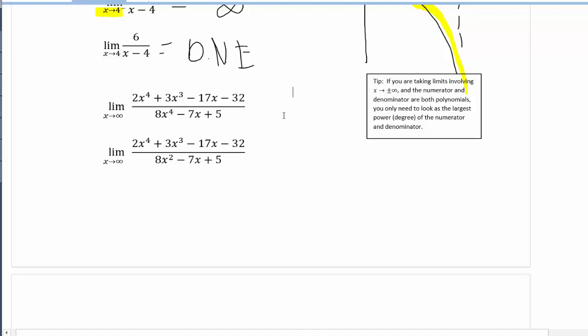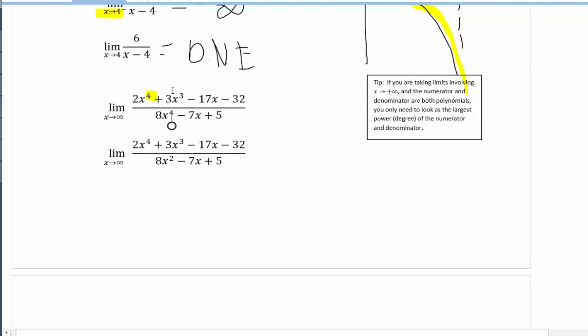If it's a polynomial over a polynomial, you really only care about the biggest degree. So I'm going to highlight those each time. The biggest degree here is 4. The biggest degree here is also 4. Whenever your degrees are perfectly the same, you can do a little trick to find the limit as x approaches infinity. You take the quotient of the coefficients.